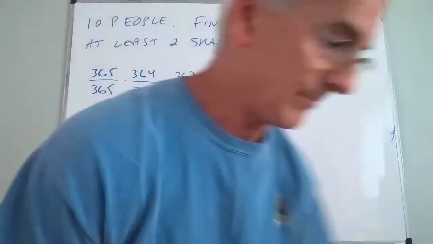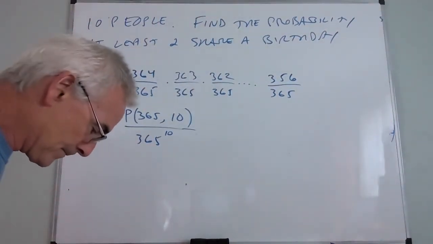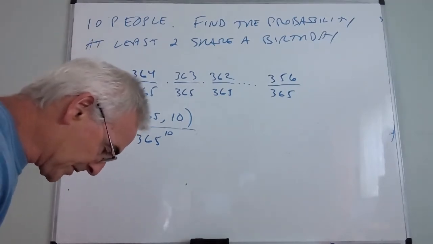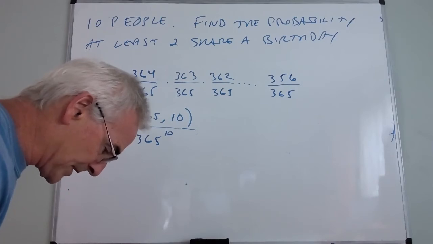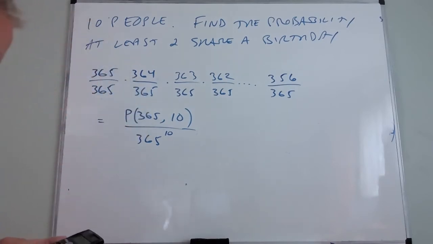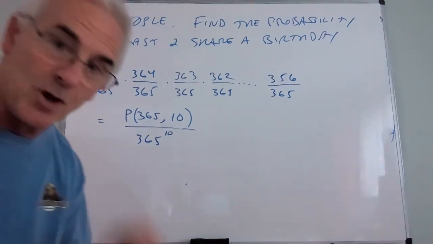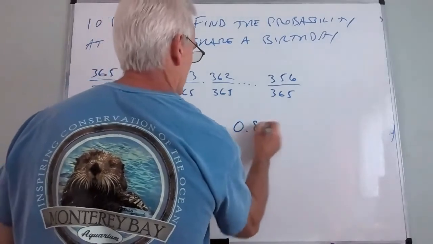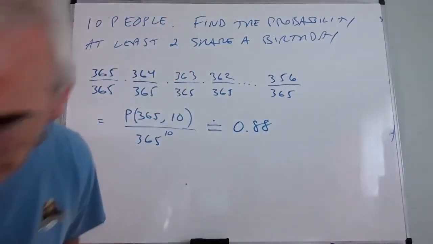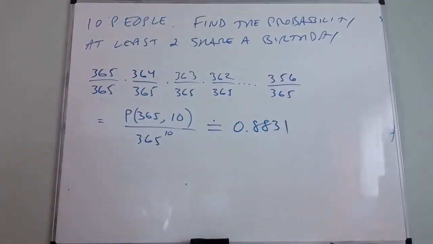So let's do this. 365 permutation 10 divided by 365 raised to the 10th power. Now, this is not the answer. This is the probability that nobody has the same birthday. Okay, this is approximately the probability no 2 people have the same birthday.